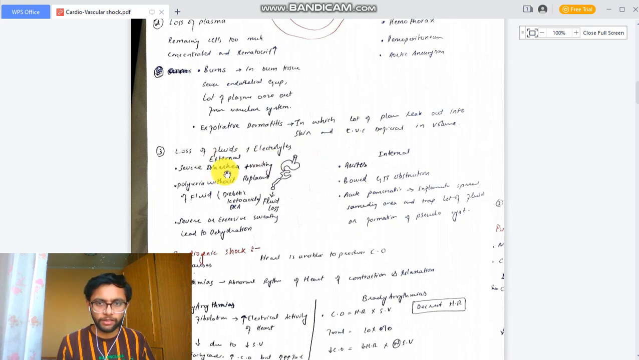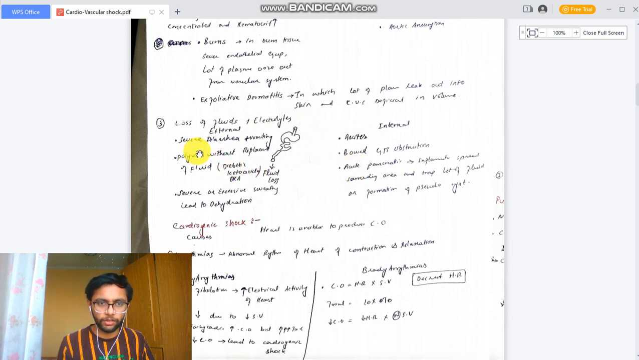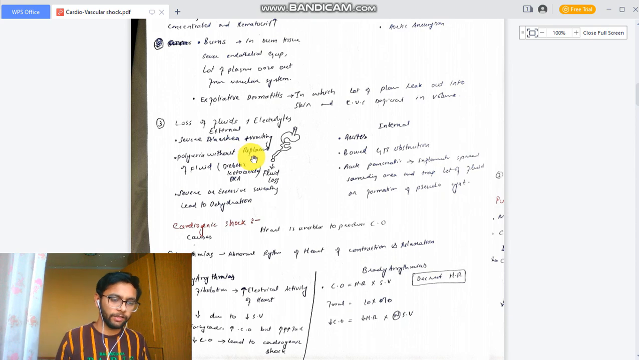Fluid is lost through external and internal factors. Severe diarrhea plus vomiting can also decrease the volume of the blood. Polyuria, increased urine, causes loss of blood volume if it is not replaced. For example, if someone has polyuria during diabetes and is not taking in fluid in the same amount that is passing through the urine, this causes hypovolemic shock.